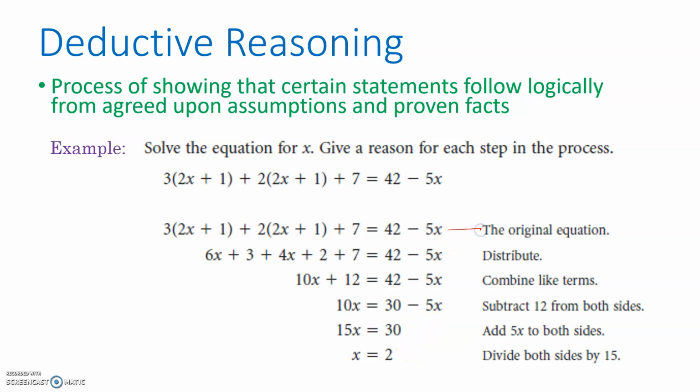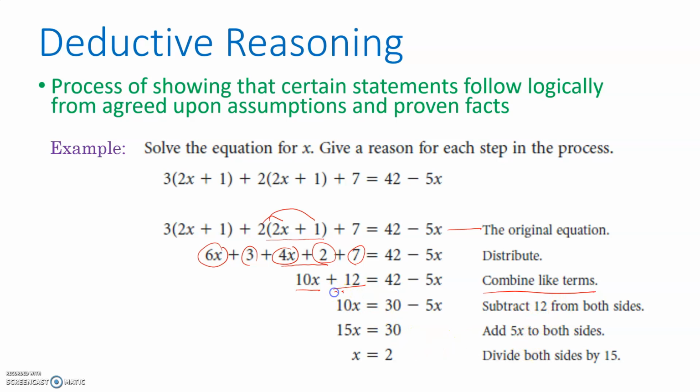So here is the original equation, and then we use the distributive property to go from 2 times (2x + 1) to 4x + 2. And then we're going to combine like terms. So I combine up the x's, so I get 10 x's. And then I combine up 3, 4, 5 plus 7, that would be 12. So that's just the reason, combining like terms.